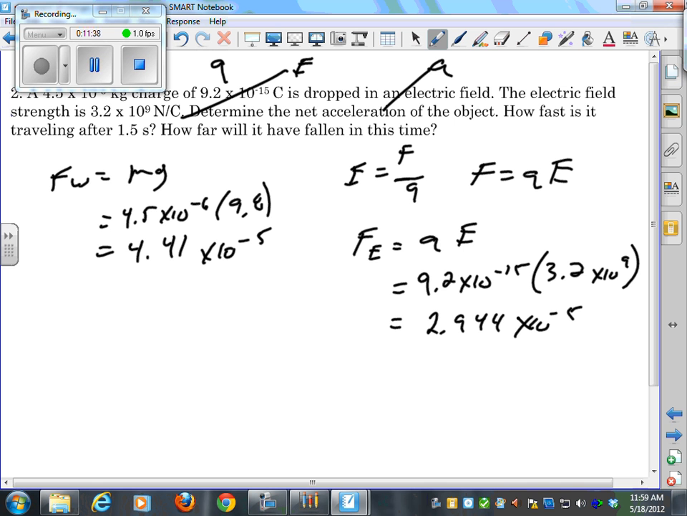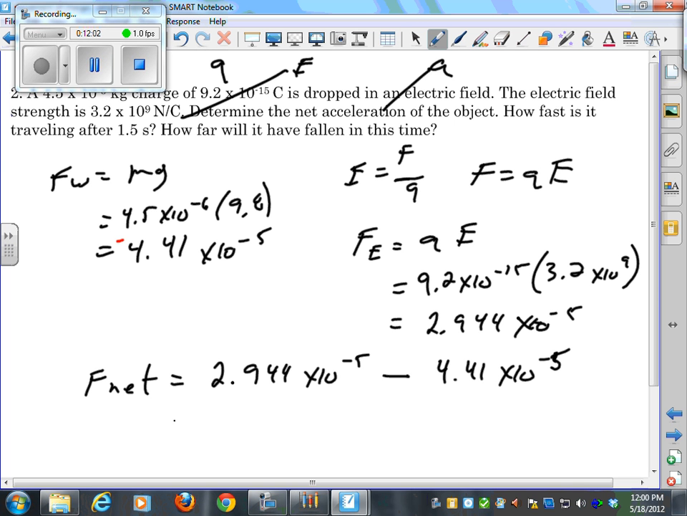2.944 times 10 to the minus 5. Yep, that's right. Okay. And of course, the weight force is negative. So my net force is going to be 2.944 times 10 to the minus 5 subtract 4.41 times 10 to the minus 5. This is exactly the same thing as we did last time, but it's just the scientific notation. So I get a net force of minus 1.466 times 10 to the minus 5.